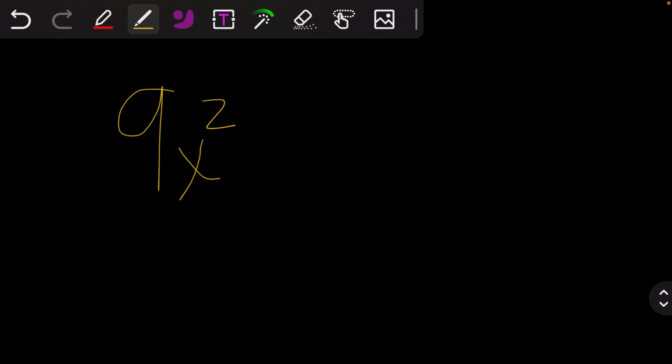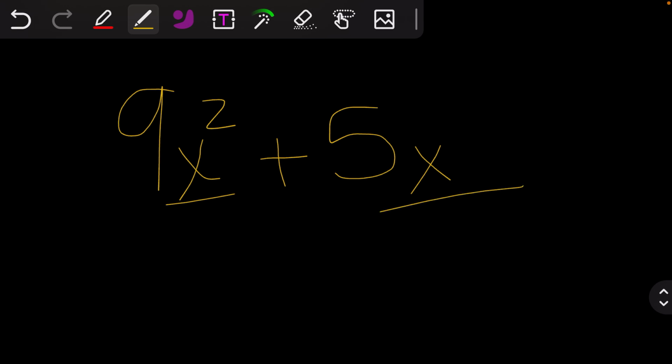9x squared plus 5x. So these two coefficients, 9 and 5, there's no common factor between 9 and 5 other than 1. And that really isn't going to help us. So we're not going to do anything with those two coefficients. So we're going to now look at the variable and see if there's anything that we can factor out of the variable. And there is.